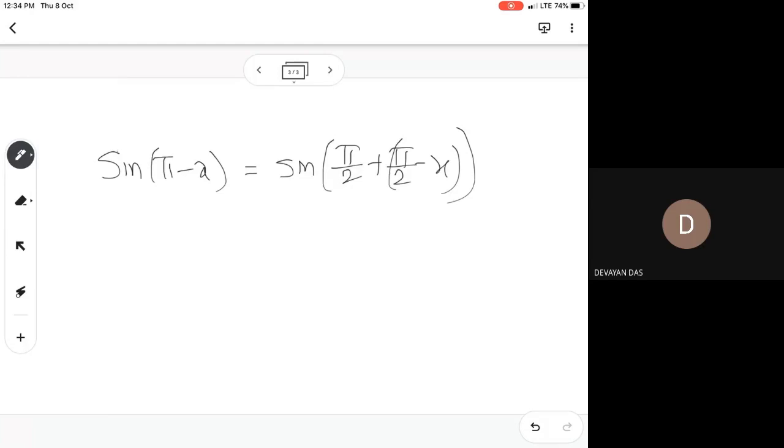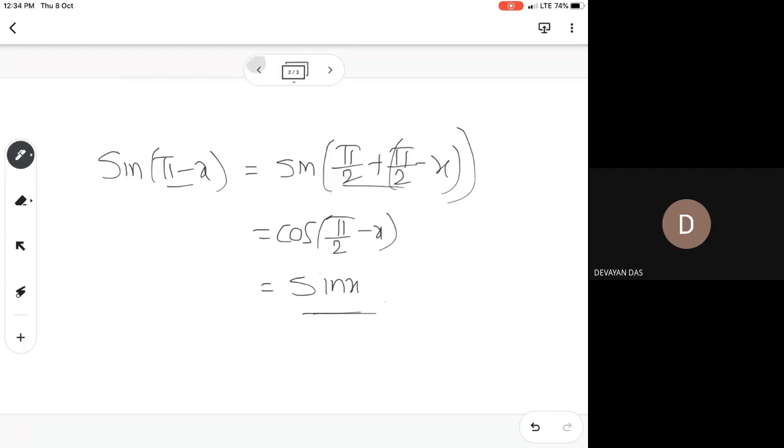Because pi can be written as pi by 2 plus pi by 2, sin of pi by 2 plus x is equal to cos x. We have already proved this, but in the place of x you now have pi by 2 minus x. Cos of pi by 2 minus x is equal to sin x, which we have proved. So sin of pi minus x is equal to sin x. But this is a way of proving it.